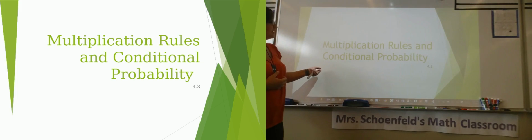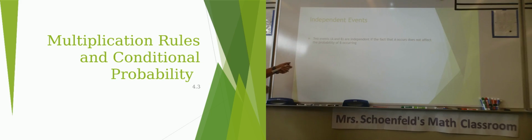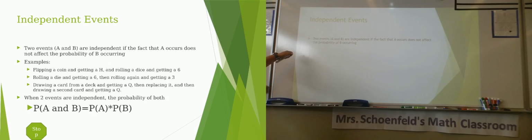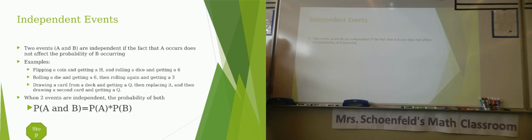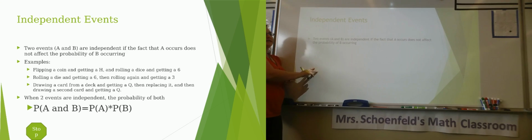Okay. Multiplication rules and conditional probability is what we're going to do for 4-3. The first type of events that we're going to do are called independent events. Two events, we'll name them A and B, are independent if the fact that A occurs doesn't affect the probability of B occurring.